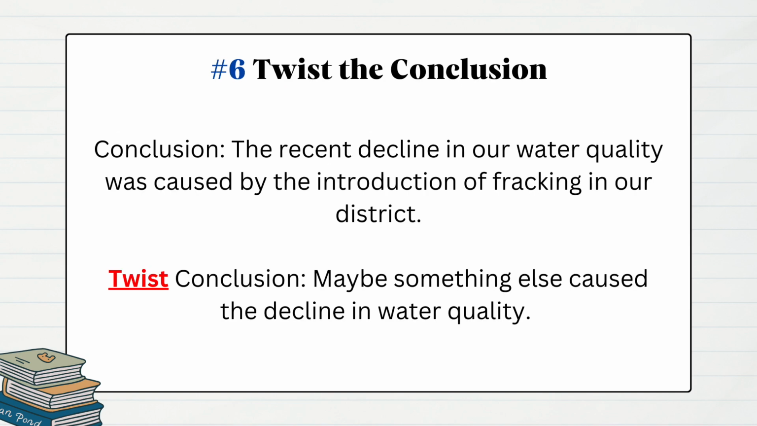And finally, we have the last tip. Tip number 6, twist the conclusion. This is mostly for weaken questions rather than strengthen questions. So I'll give you an example so you get the idea. We have our conclusion: the recent decline in our water quality was caused by the introduction of fracking in our district. Now we can twist it so that we can analyze it from a different direction.